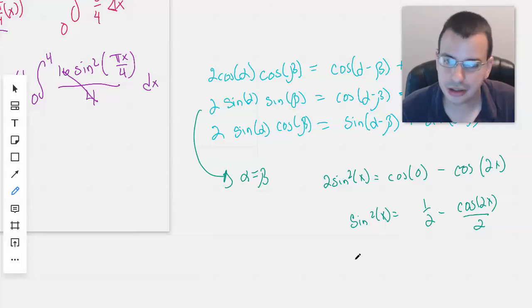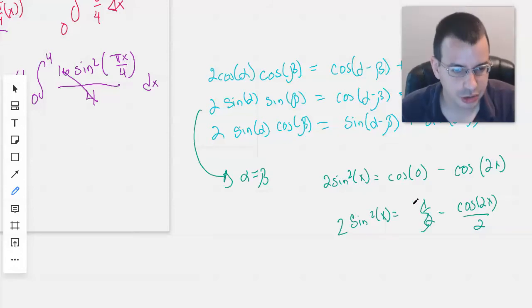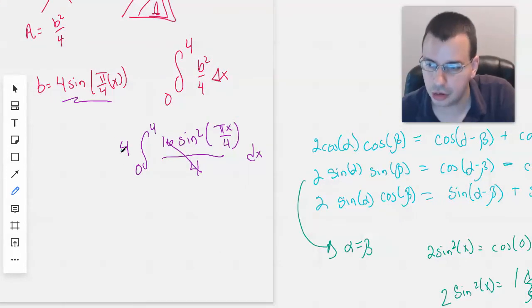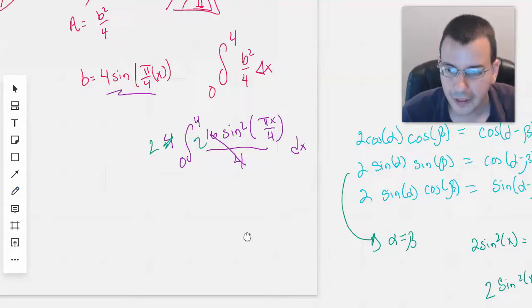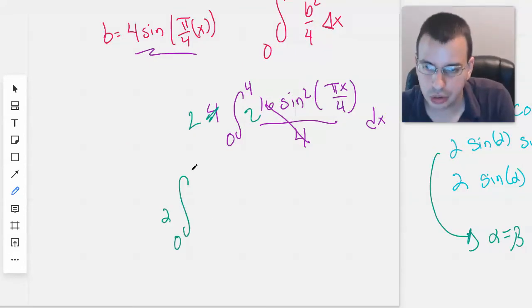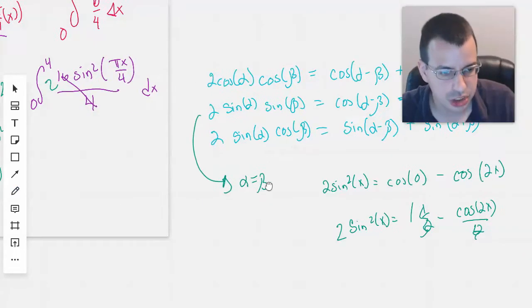Actually, I'm going to stick with this above. So I'm going to say 2 sine squared of x equals 1 minus that. I'm going to rewrite our equation over here real quick to be 2 times 2. So now we have 2 sine squared. And so we can rewrite this as 2, 0 to 4 of, what's our equation here?